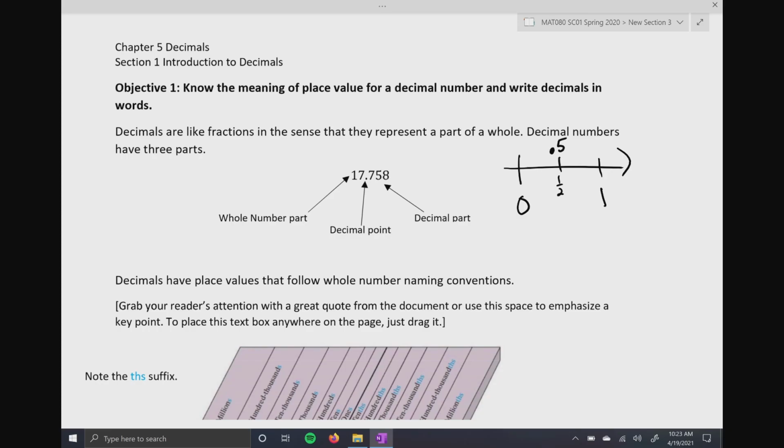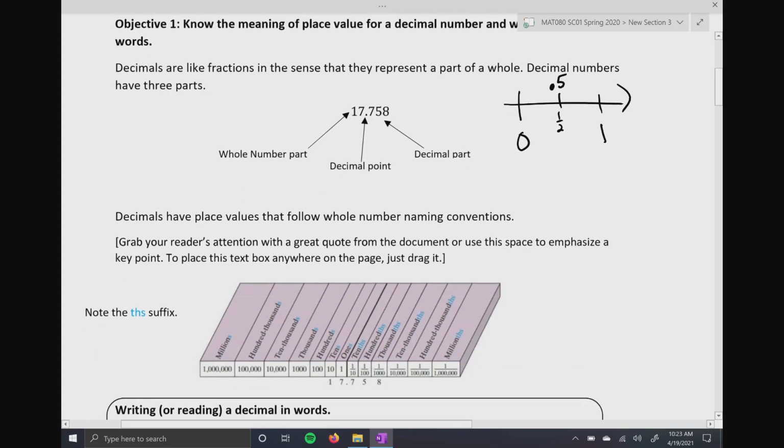Now, decimals have place values, and they follow the whole number convention. The only difference is there is a THS at the very end. So for example, the number that I have there, 17.758, is actually read 17 and 758 thousandths. Notice I'm kind of overemphasizing the THS at the end, which I will do for a while, only so you can hear it. So what I have here is a nice little picture. I took this directly from your book.